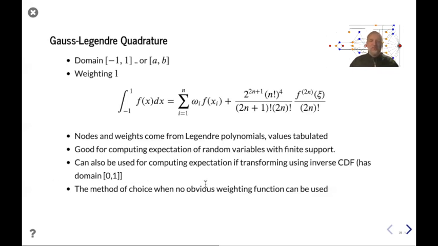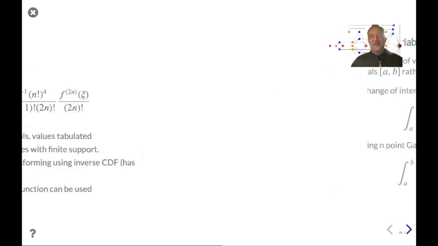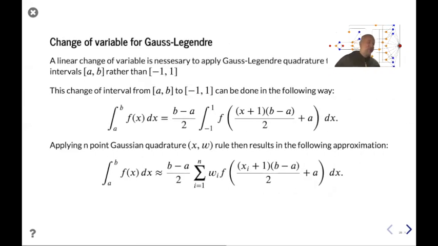This is really the method of choice. No obvious weighting function can be used here. For me, it's a method of choice because it's a little bit easier, not having to deal with the weighting function. I'm going to talk about how to do it with Gauss-Hermite. It's not that much more difficult, it's just a little bit easier with Gauss-Legendre. Anyway, you can do a linear change of variable to transform the interval from -1 to 1 to be on A to B rather than -1 to 1.